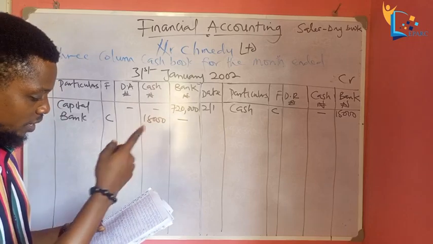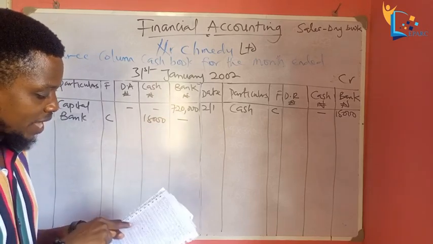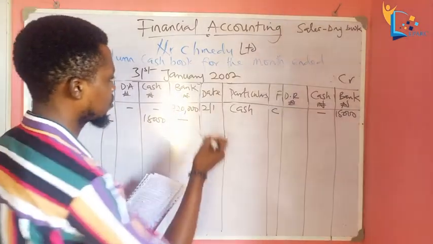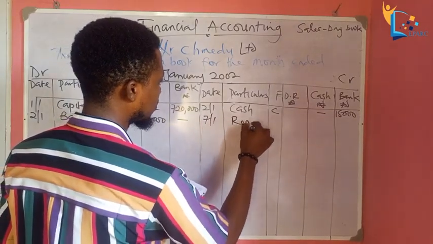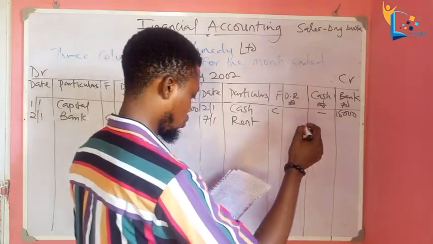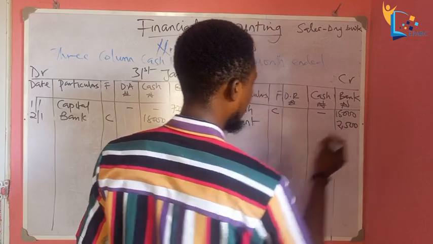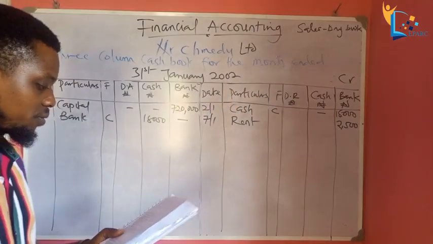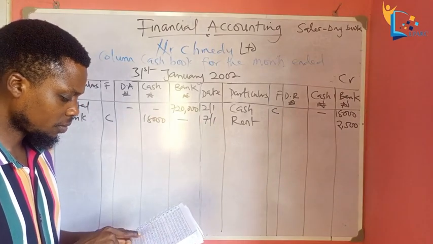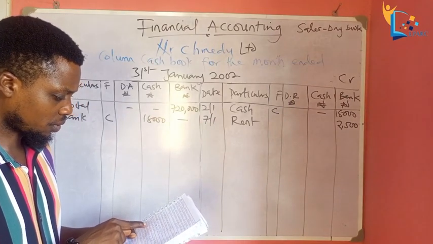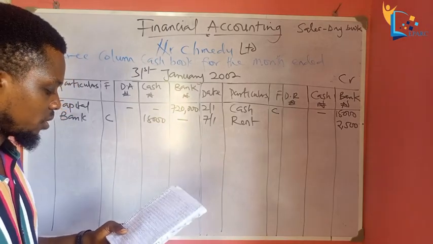Sold goods on credit, we have done that. Bought goods on credit, we have done that. Sold goods on credit, we have done that. Paid rent by cash on the 7th of January, rent. How much? 2005. Okay, 2005. What else? Withdraw cash from office for personal use, 3,000.